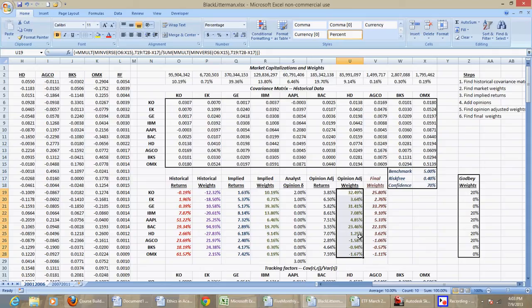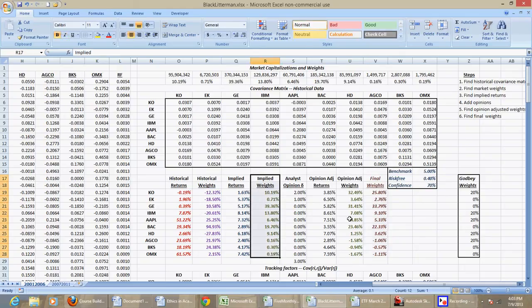Are you sure? Well, and I'll talk more about this in class. I can't be 100% sure I'm right. I think I'm right, so I'm going to give some confidence level. I'm 70% sure I'm right and the market's wrong. And that's a huge statement to say I'm right and the market's wrong. So my final weights look like this. So I'm somewhere in between my beliefs, the opinion adjusted weights, and the market's beliefs, the implied weights.